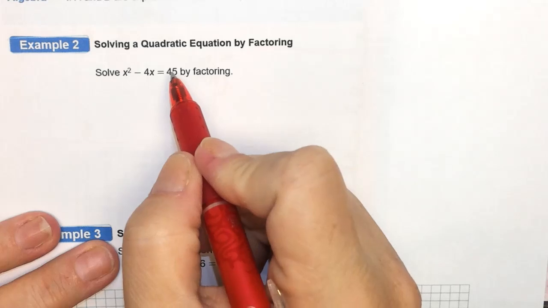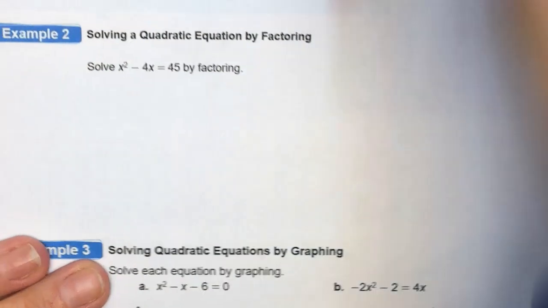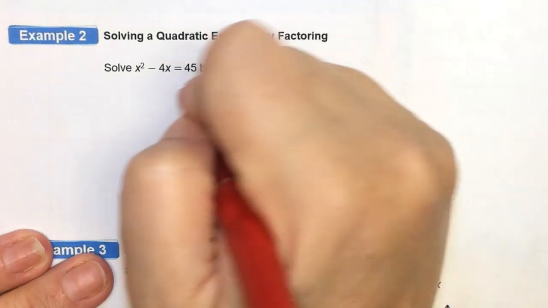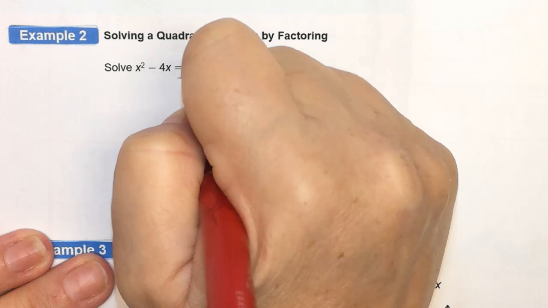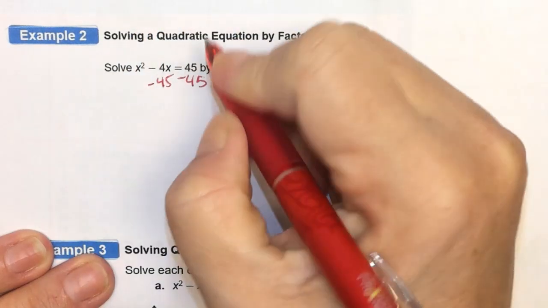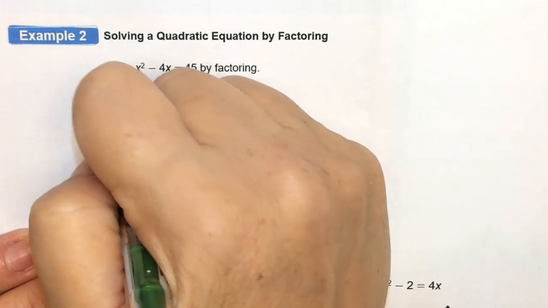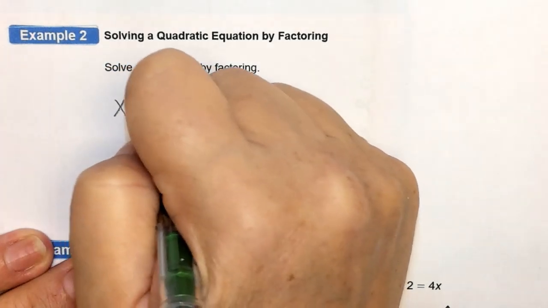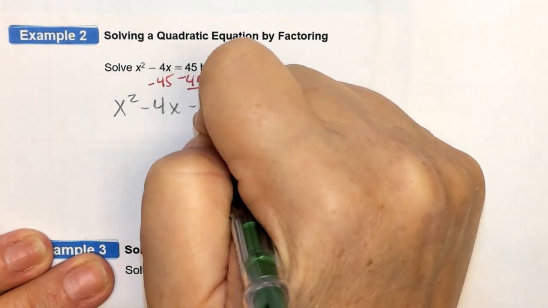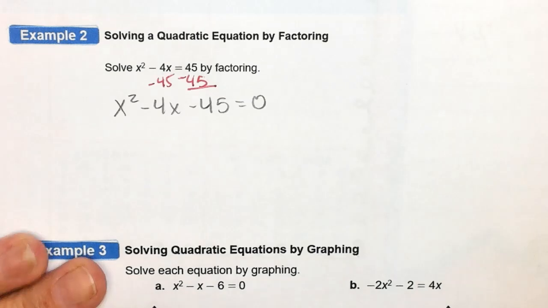So that just means we need to move this 45 to the other side. So how do we do that? How do we make it 0? We subtract itself. So now we have x squared minus 4x minus 45 equals 0.